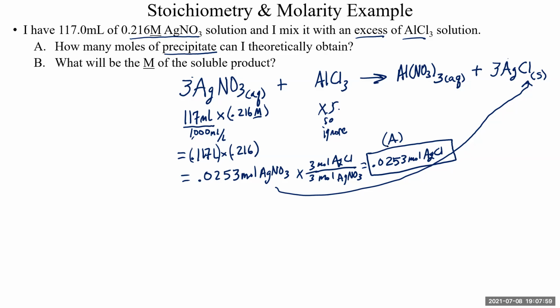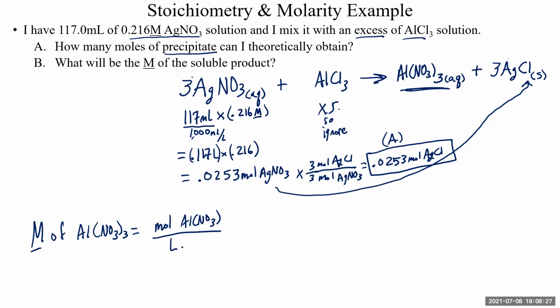Okay, what will be the molarity of the soluble product? So we have this soluble product here. What will be the molarity of the aluminum nitrate? Molarity of aluminum nitrate is going to equal the moles of aluminum nitrate over the liters of solution. Well, you might say, how do we know how much aluminum nitrate there is? Well, we're going to do the same thing. We're going to calculate the moles of aluminum nitrate. So what are our moles of aluminum nitrate?